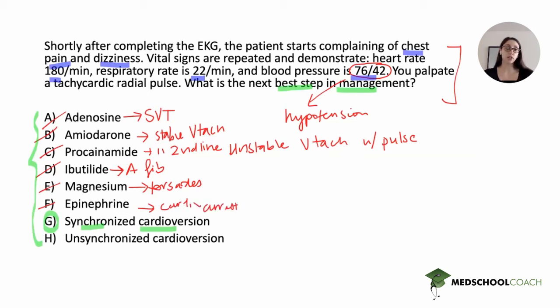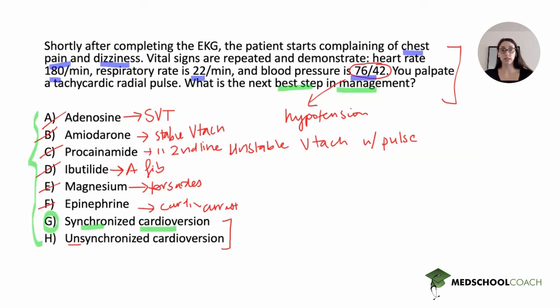And then lastly, answer choices G and H. Here you really have to pay attention to whether you want synchronized or unsynchronized cardioversion. Unsynchronized cardioversion is also referred to as defibrillation. So be careful not to get confused. If you're looking for defibrillation in the answer choices and it's not there, you should also be looking for unsynchronized cardioversion. The difference here really depends on the presence of the pulse. So if the patient still has a pulse, the answer choice is going to be synchronized cardioversion.